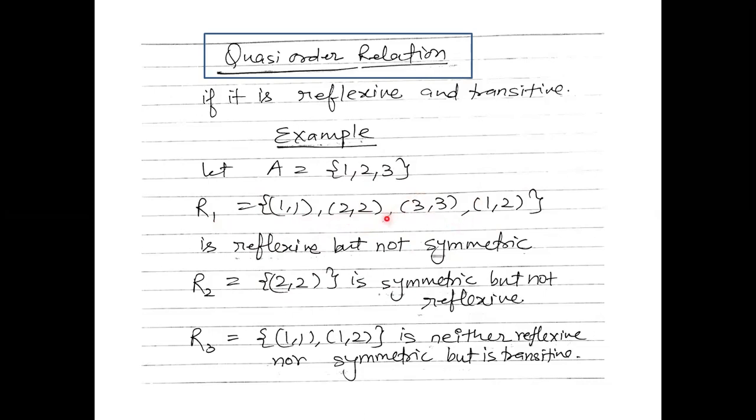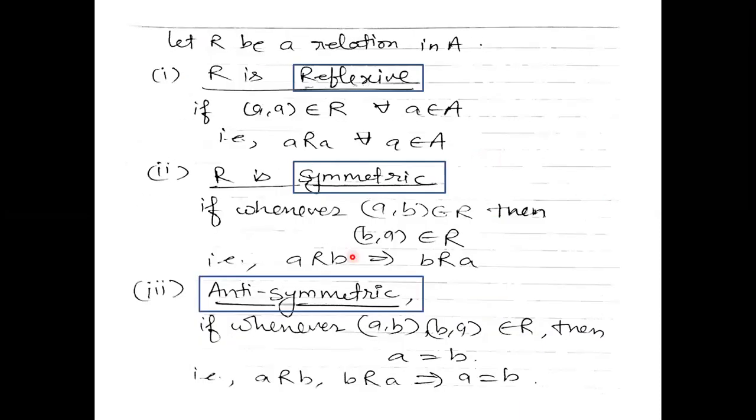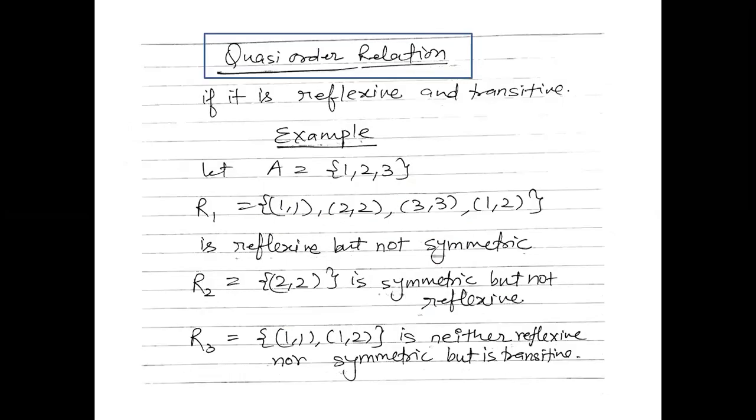And for symmetry, we have to check that if a is related to b, then b is related to a. That is, (1,2) is here, but (2,1) is not here. So this is not symmetric. Let us see symmetry again. R is symmetric if a is related to b implies b is related to a. So here 1 is related to 2, but 2 is not related to 1. So it is not symmetric.